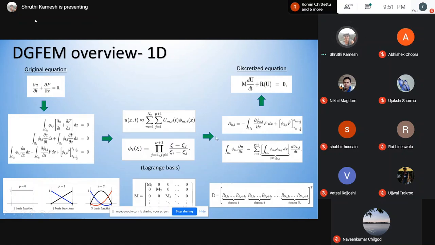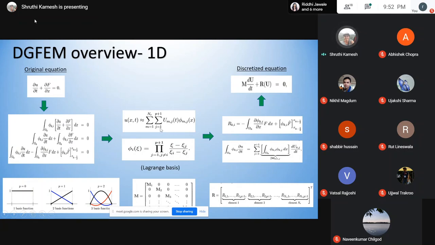So when you talk of DG, the main approximation that you make is that you're not making any approximations. This is just a different way of viewing the differential equation. The main approximation starts when you say that your solution is made up of smaller contributions across invisible nodes, so over here, like p plus one nodes within each element. So that is one approximation you do.